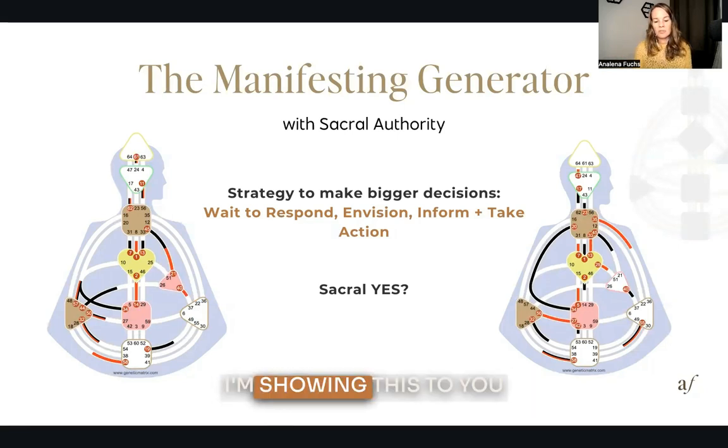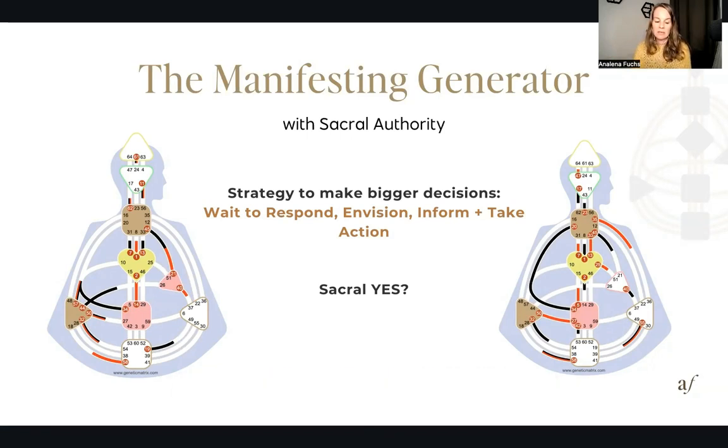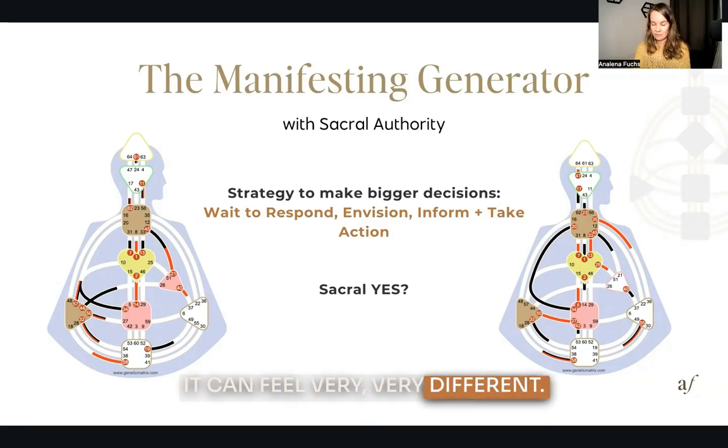So I'm showing this to you just to show you that a manifesting generator with sacral authority can have a completely different-looking chart, right? There can literally be millions of different variations of how a chart can look. So the sacral yes, we may think feels the same for everybody, but that's not the case, because I have worked with so many amazing human beings, and also from my own experience, what I have noticed is that it can feel very, very different.